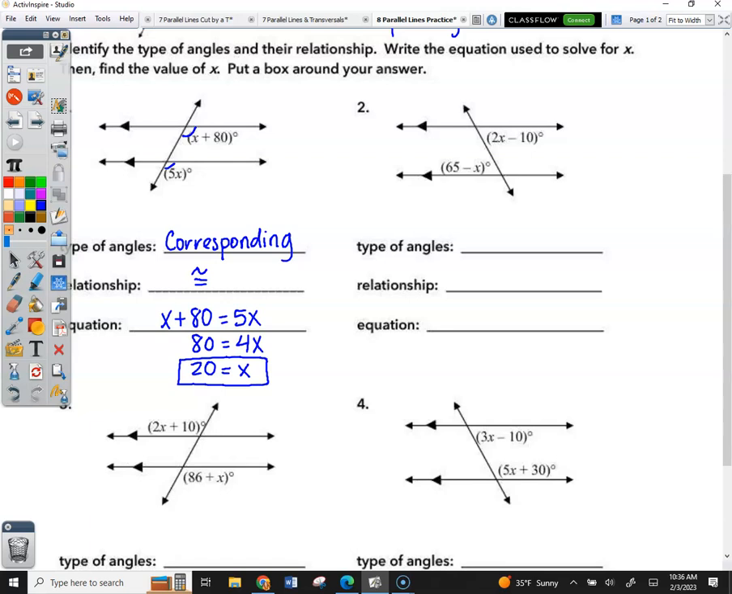Always ask yourself, what type of angles do we have? They're on opposite sides of the transversal. That means it's one of the alternate ones. But they're on the train. They're on the railroad tracks. So it's alternate interior. Alternate interior angles are congruent, which means I do what with the equations, or the expressions? Set them equal.